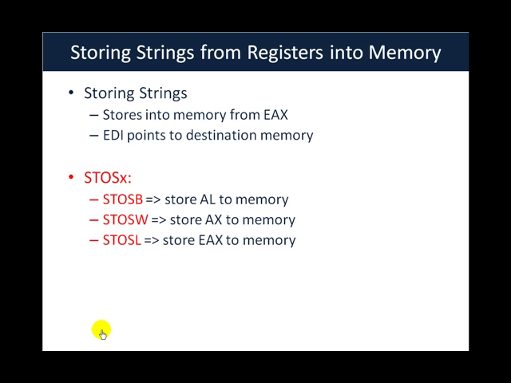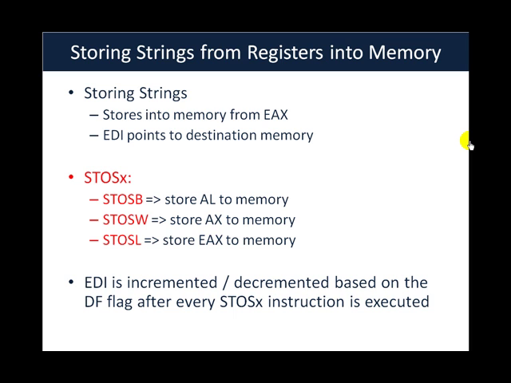So basically, once again, anything which you want to store into memory using the STOSX series of instructions has to be inside the EAX register. Second, the destination memory where you want to copy has to be pointed to by the EDI register. And STOSX, as expected, has an SB, SW, and SL to copy a single byte, a word, and a double word. And as in the previous cases, EDI is going to be incremented or decremented based on the value of the DF flag.